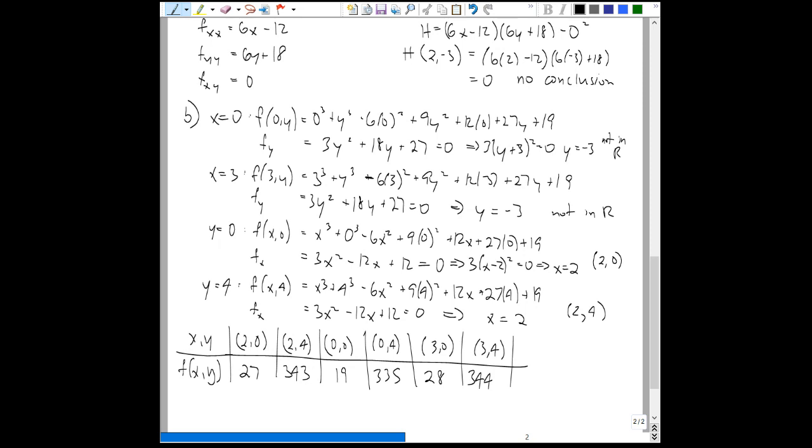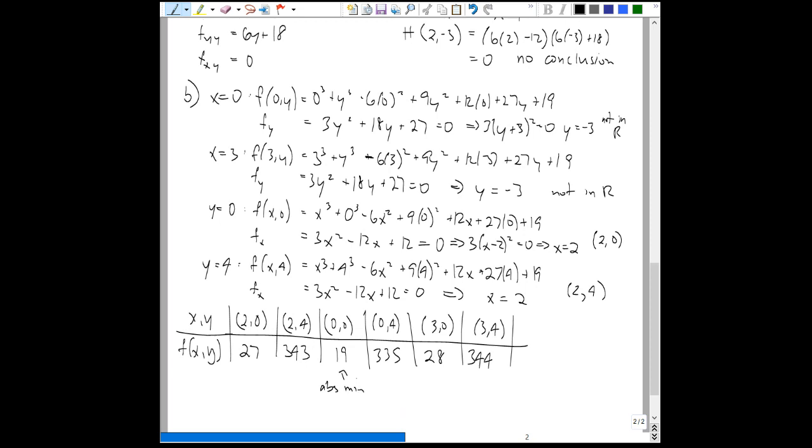So we can quickly see that this is our absolute min, which we could write as the point (0, 0, 19). And this is our absolute max, which if we give it as a point would be (3, 4, 344). Of course, the absolute max value would be 344. There are different ways to write down the answer. And there you go.